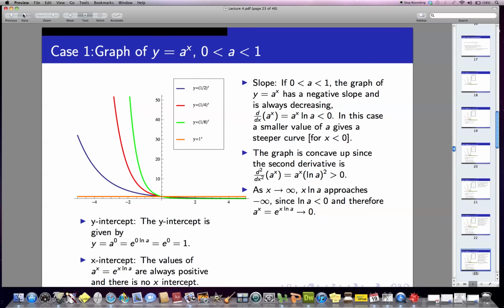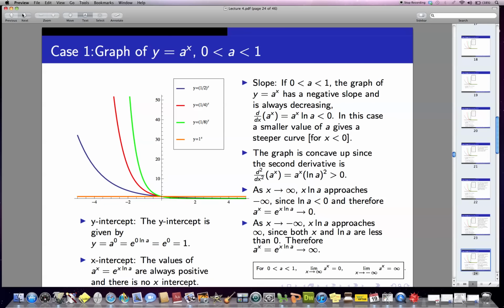And then as x approaches infinity, ln of a is a negative number, x is positive, and x times ln of a approaches negative infinity. So a to the x, which is e to the x times ln of a, approaches e to the negative infinity, which approaches 0.